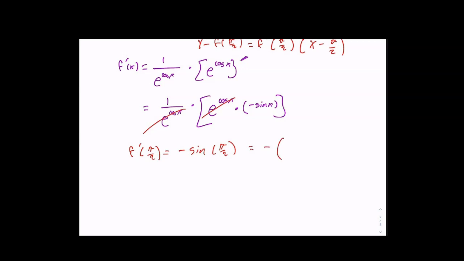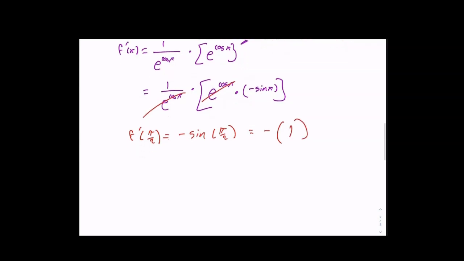Just 1. Straight up, sine of pi over 2 is just 1. We get that just by reading our unit circle. All right, so negative 1. So f prime of pi over 2 is negative 1. Good. What about f of pi over 2?